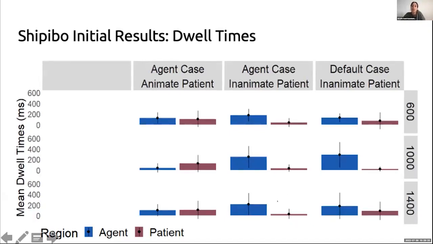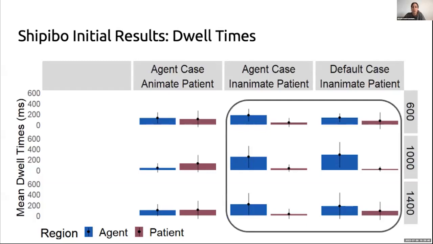First, there was no observation of the default case with an animate patient, so for space reasons we omitted that section of the plot. What we found was a consistent pattern of more looks to the agent with an inanimate patient, regardless of case. Only with animate patients are looks to the agents reduced. This is in contrast to what we found in the 300 millisecond condition, where case appeared to be the deciding factor. Here, it doesn't seem to have such an effect.